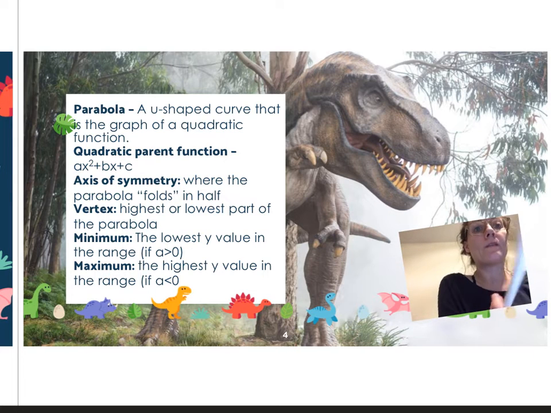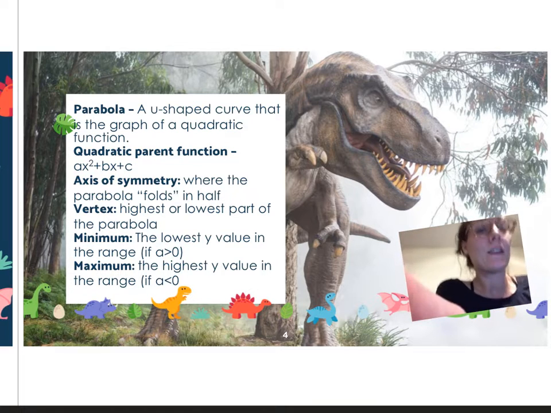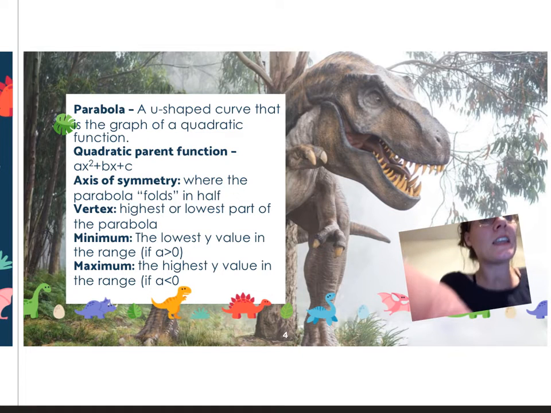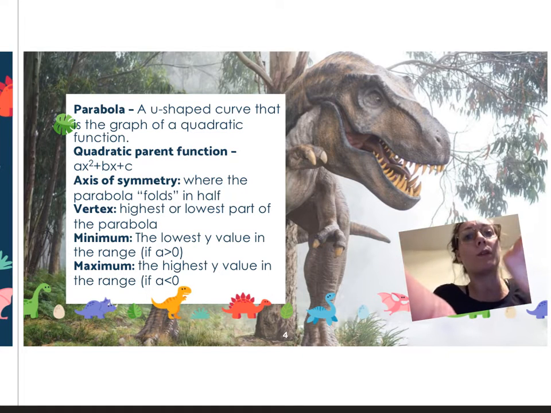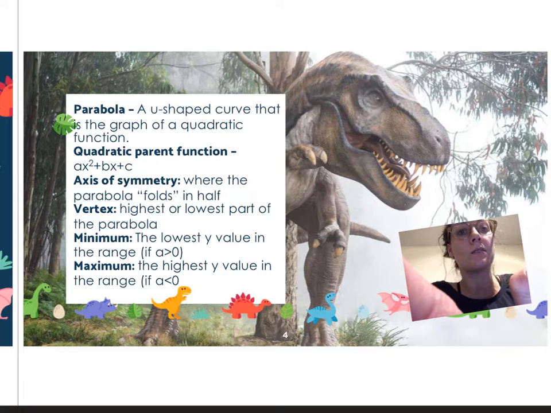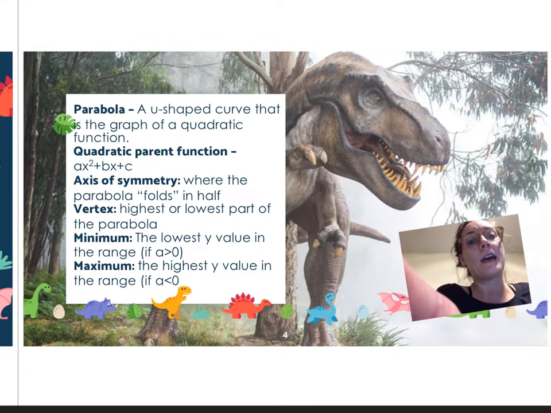The quadratic parent function is ax squared plus bx plus c, and you've been factoring those, so you've seen them. They may not have an a, they may not have a c, they may not have a bx, but what you're really looking for here is that ax squared. So that x squared is what's going to tell you that you've got a quadratic function.